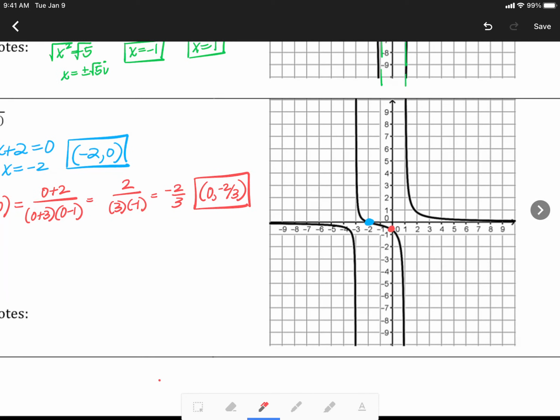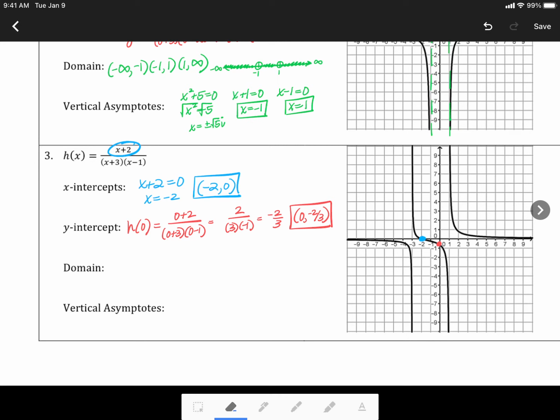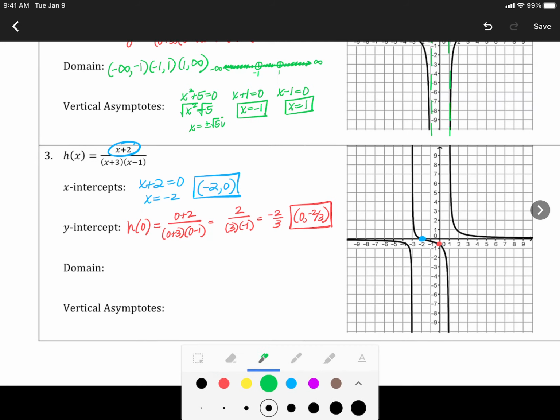Yep, we have a number just shy of negative 1. Negative 2/3 matches up perfectly. Now let's move down to those vertical asymptotes. Where are we looking for the vertical asymptotes? Test yourself right now.